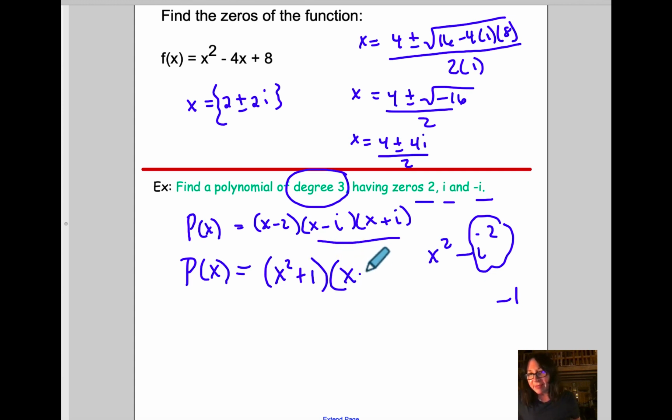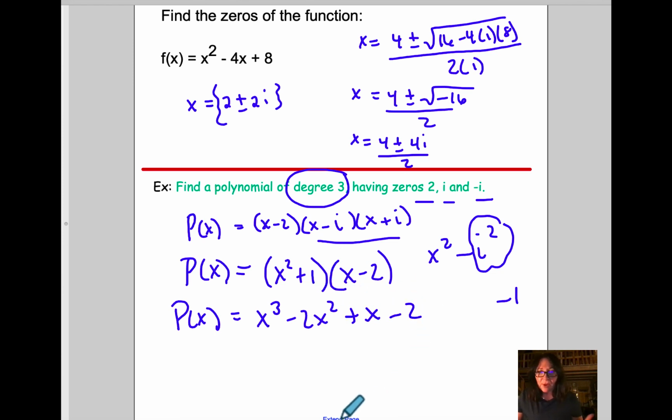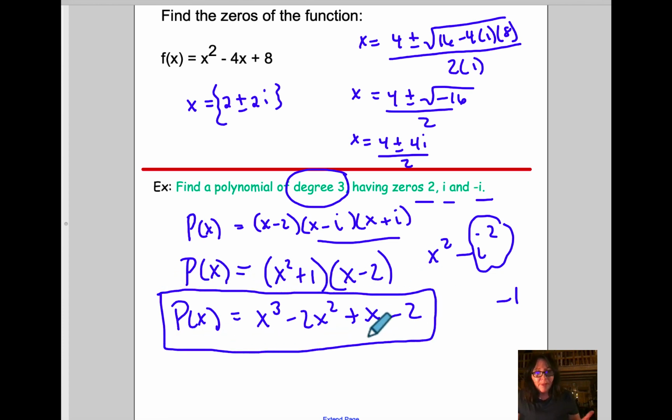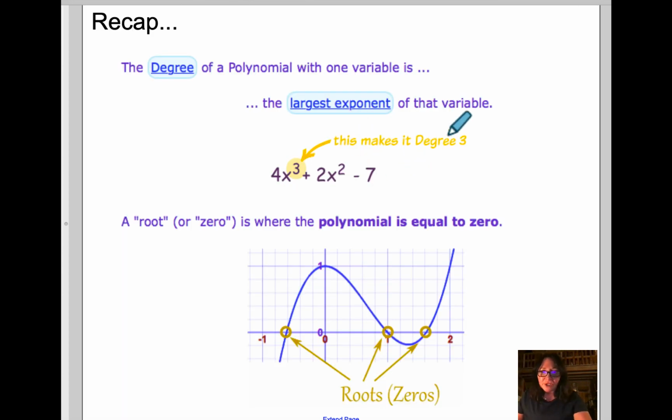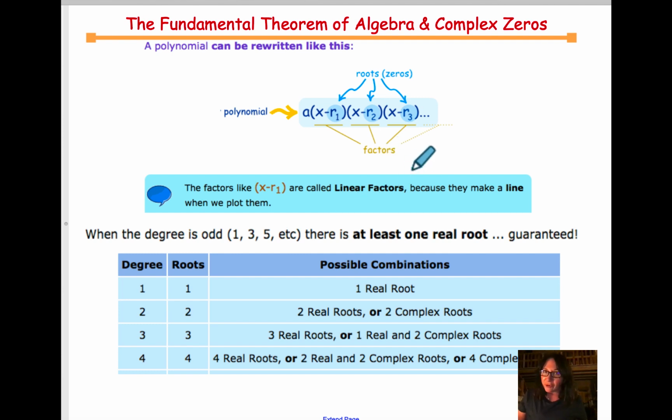And then multiplying that into the x minus 2, p of x is equal to x cubed minus 2x squared plus x, and then minus 2. And so what I have here is a cubic function that's a polynomial. You would never know that it has imaginary zeros. You would have to keep working on trying to figure out how to find those. Okay, so just recapping as far as degrees and polynomials, finding the largest exponent is going to give me my end behavior. The roots, these are my zeros. That's where the graph equals 0. Again, the fundamental theorem of algebra.